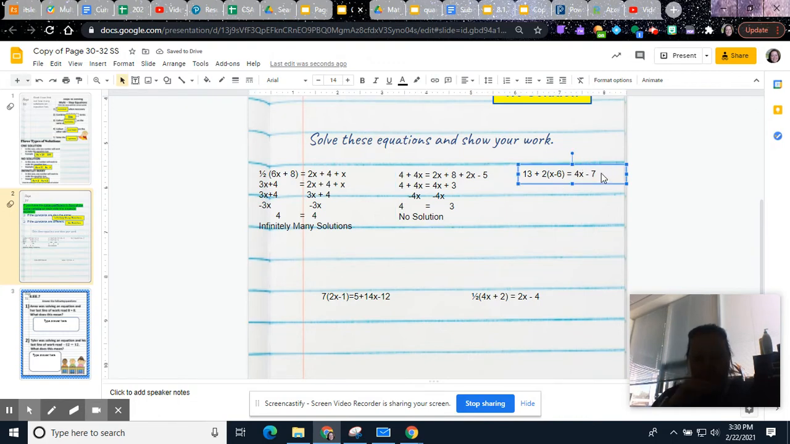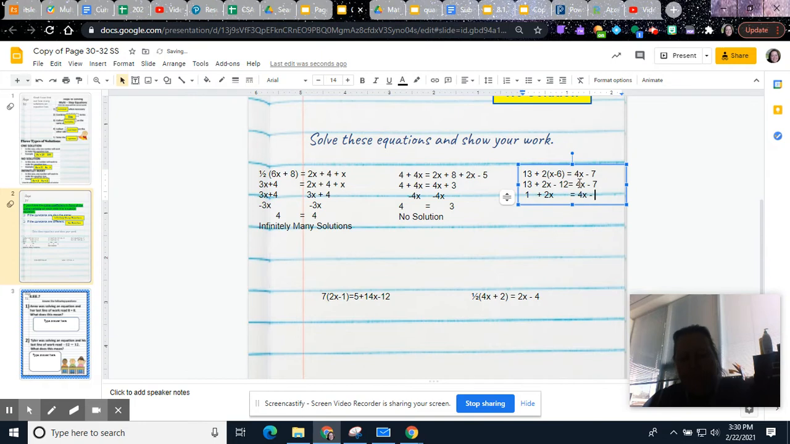Let's look at this next one. Got to do the distributive property first. So 13 plus, we're going to distribute whatever's on the outside, multiply it by both of the things on the inside. So 2 times x minus 2 times 6, which is 12. No distributive property to do on the other side. So here's what your equation looks like. After that, you can combine like terms. We have 13 minus 12. So that's going to equal 1. Bring down your 2x equals 4x minus 7.